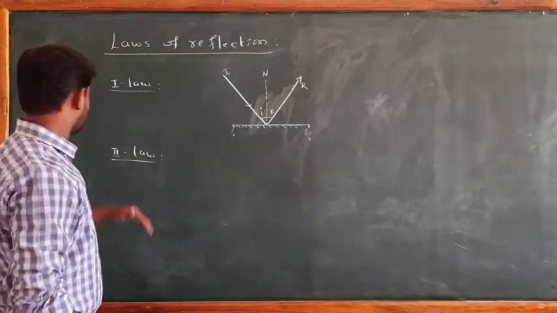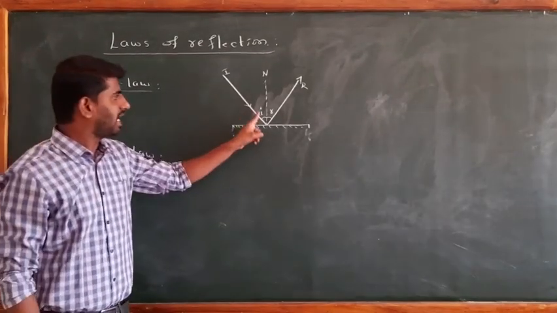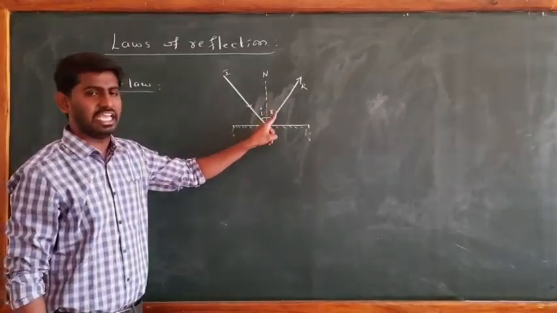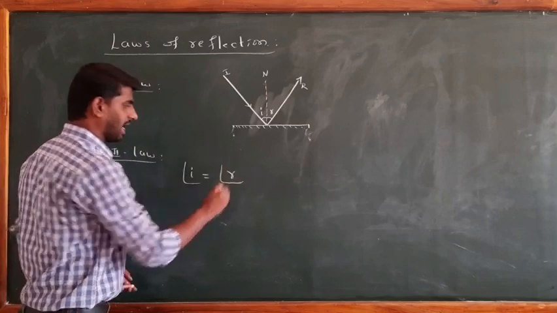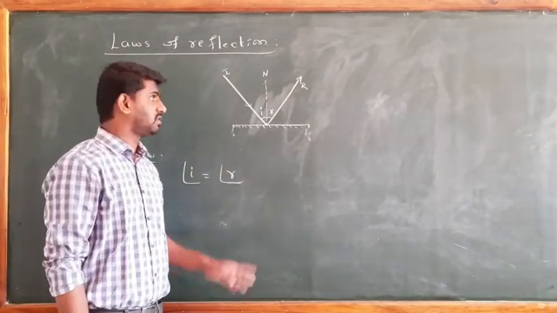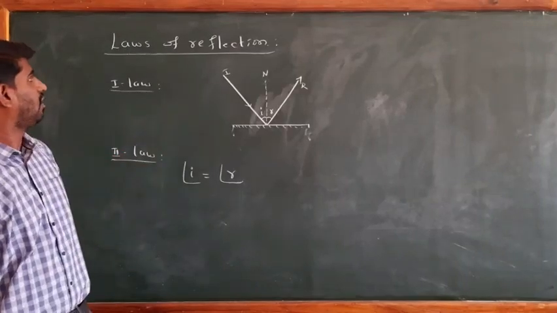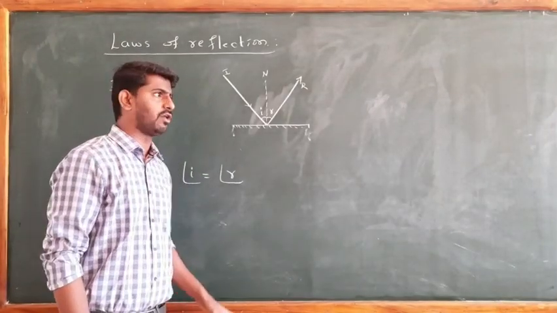Right? Okay. So what's the second law? As per the second law, the angle of incidence is always equal to the angle of reflection. Angle of incidence is always equal to angle of reflection. So these are the two important laws related to reflection.